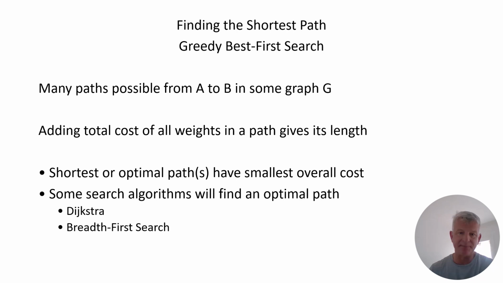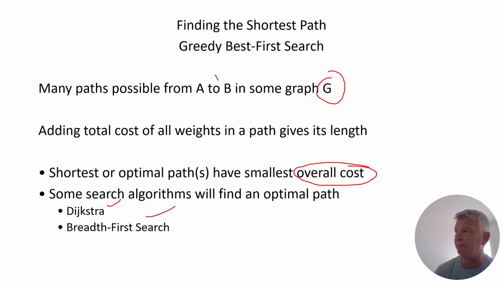So finding the shortest path, greedy best first search. This is a greedy best first search. Many paths are possible from A to B in some graph G. Adding total cost of weights given the path's length. The shortest or optimal path will have the lowest overall cost. Some algorithms to find an optimal path are Dijkstra and breadth first search. Okay?